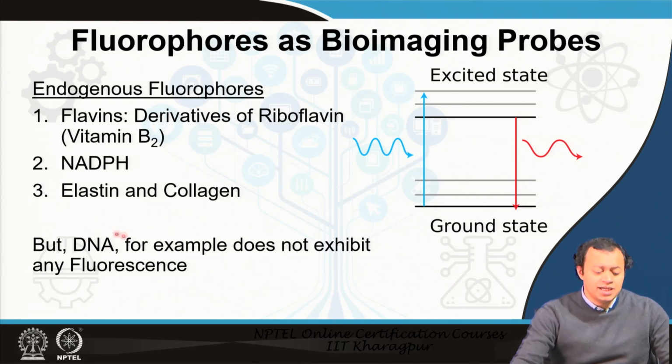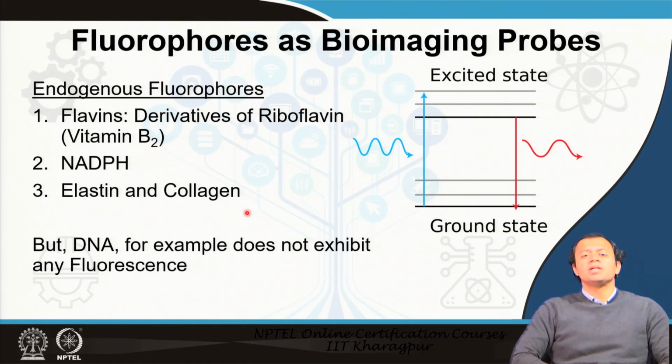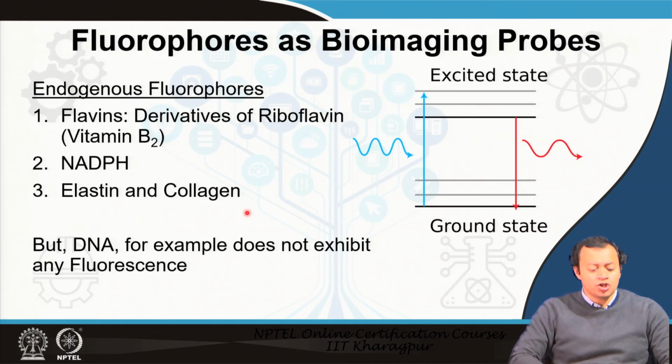For example, DNA is quite important. We need to understand DNA to understand genes. We need to understand genes to see how gene expression is happening, what proteins are being synthesized, and from the proteins we need to know how our bodies are functioning. So, if we are unable to see DNA, then what's the point?